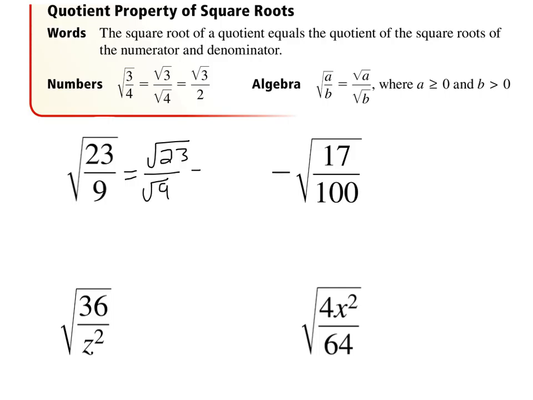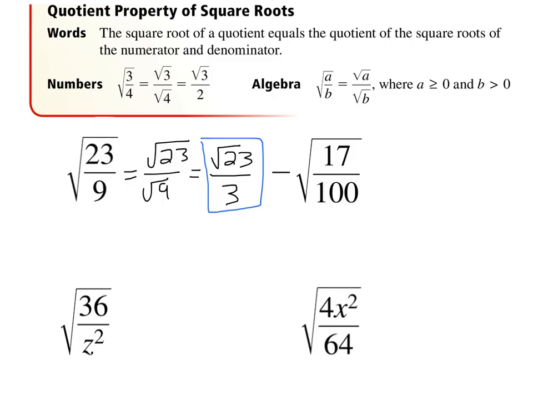And then I want to make sure that I don't have a radical in my denominator, but my denominator can be simplified. The square root of 9 is just 3. Now 23 is actually prime, so it doesn't simplify at all. I don't want to approximate it. I just want to leave it exactly like that, square root of 23 over 3.